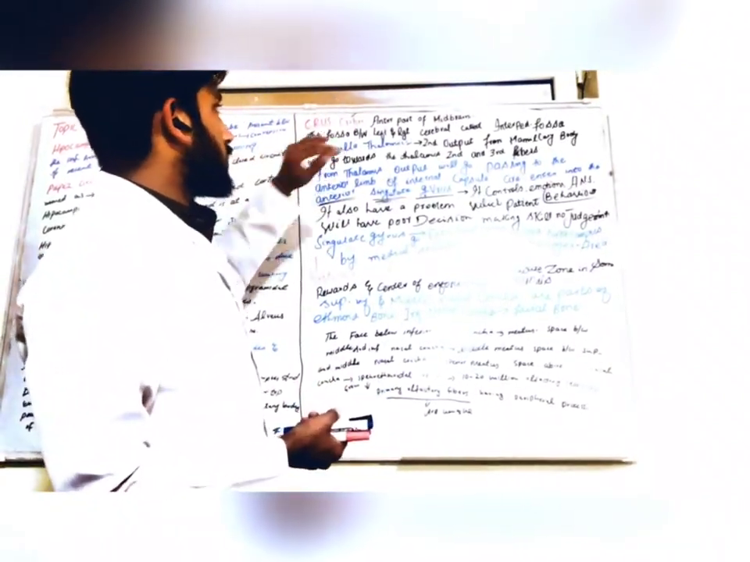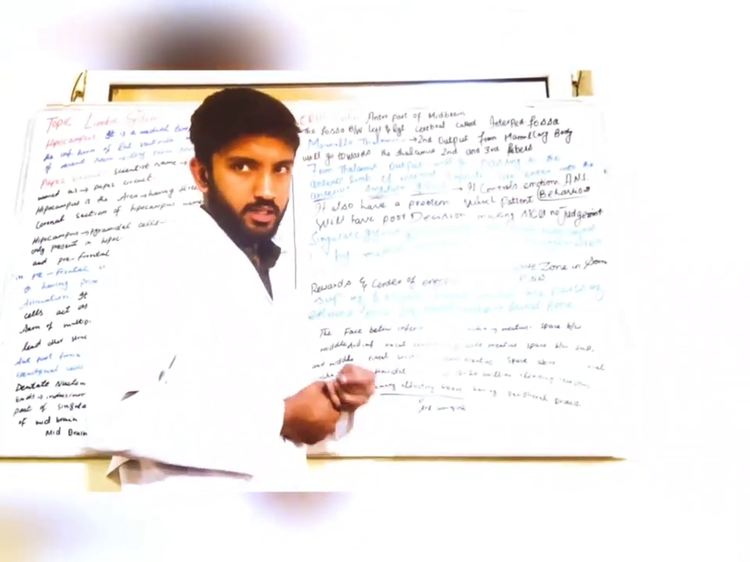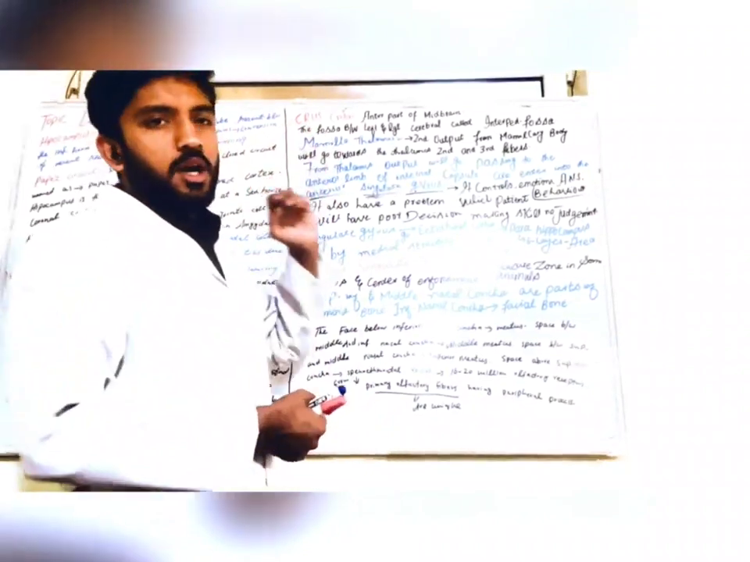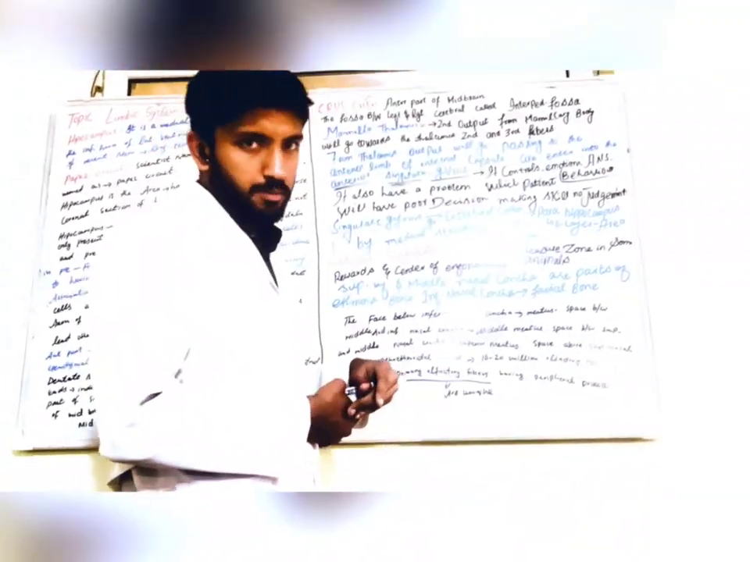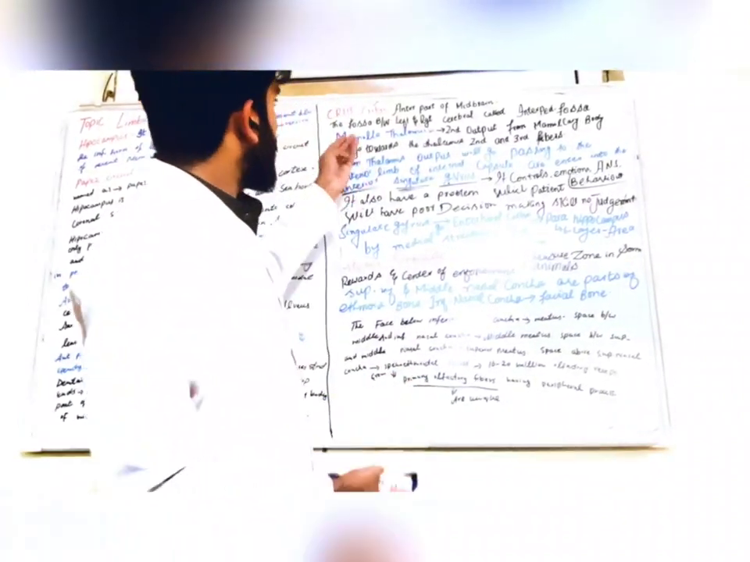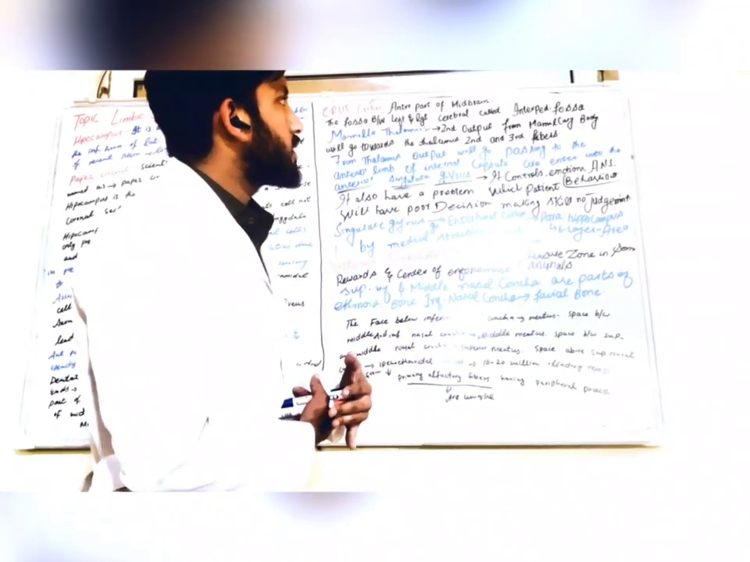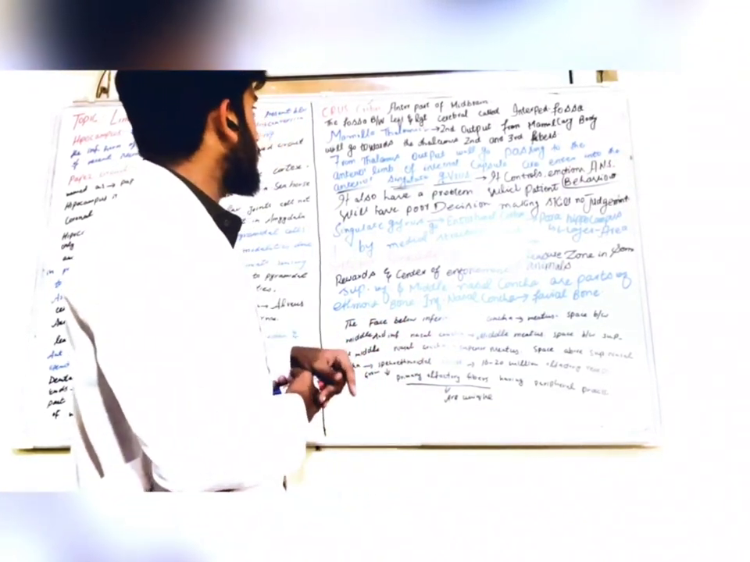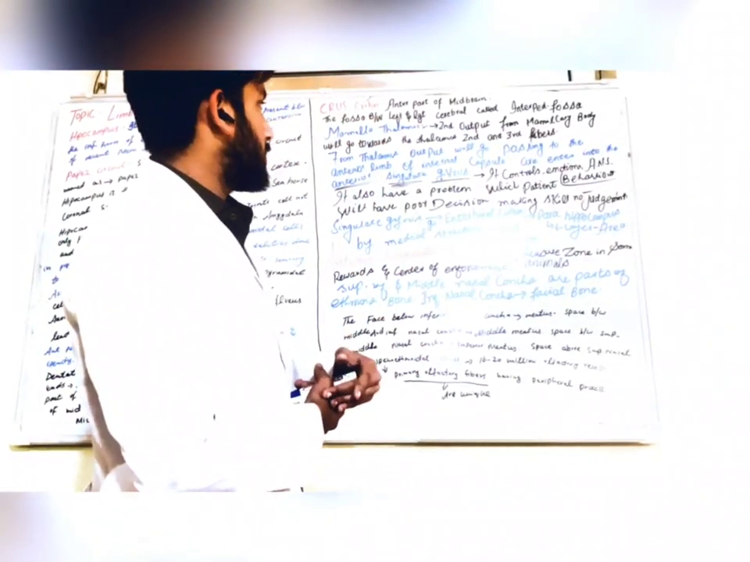Now we discuss the crus cerebri. The anterior part of the midbrain is called the crus cerebri. The fossa between the left and right cerebral peduncles is called the interpeduncular fossa. Then we have the mammillothalamic fibers. The second output from the mammillary bodies will go towards the thalamus.